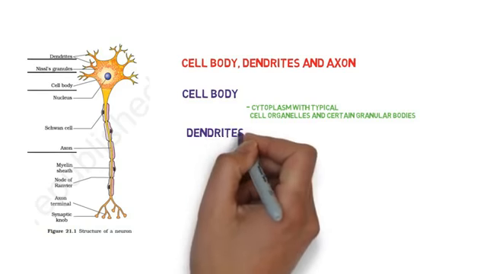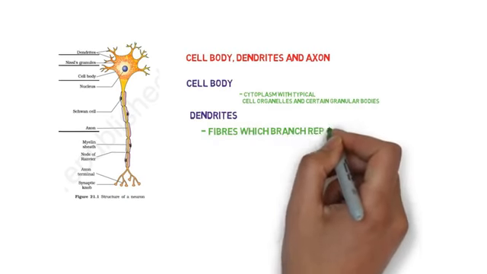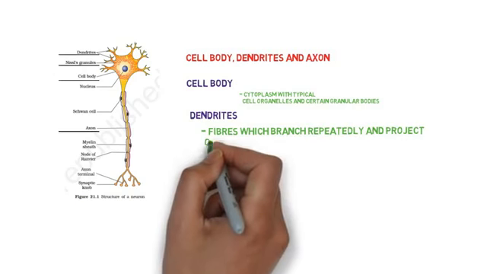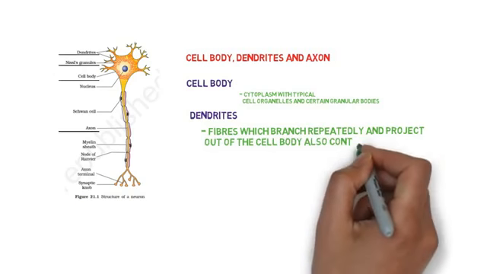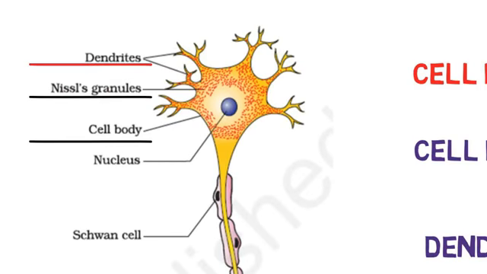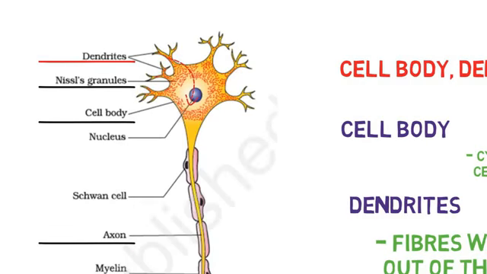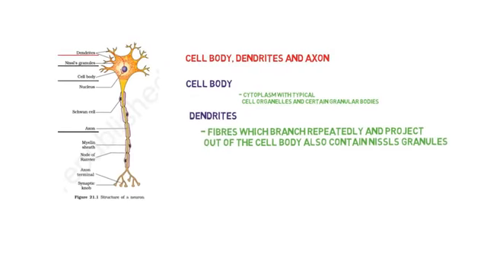Now we are talking about dendrites. Dendrites are the short fibers which branch repeatedly and project out of the cell body, and they also contain Nissl's granules. You can see here the dendrite also contains Nissl's granules, and it transmits the information from the dendrites to the cell body and further it is transmitted by the axon.